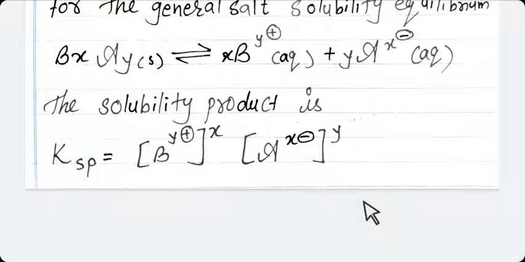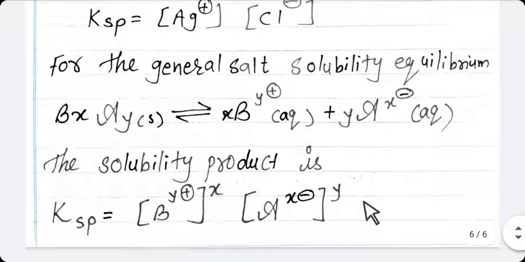Students, there are many examples we can use for solubility product or Ksp. In place of AgCl we can use BaSO4, barium sulfate, CaF2, calcium fluoride, calcium phosphate, or any other sparingly soluble salt.